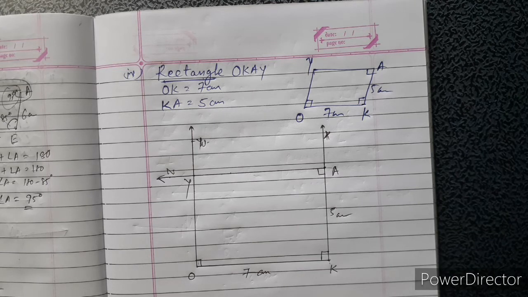Okay. So here our exercise 4.3 is completed. Just draw all that 4 questions means quadrilaterals in your notebook.